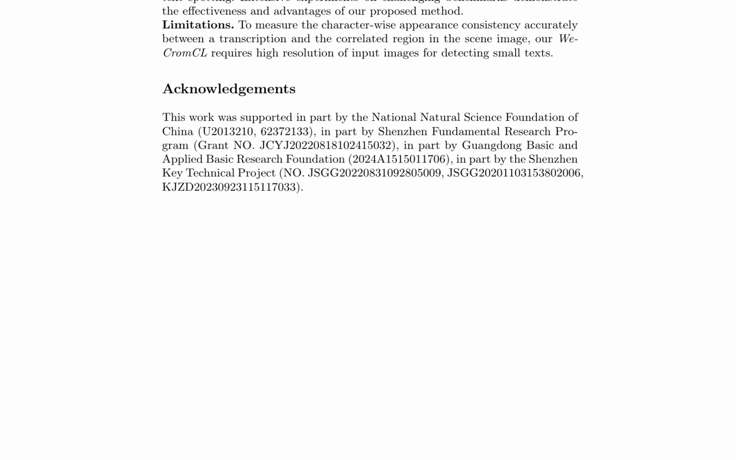The approach decomposes transcription-only supervised text spotting into two stages: detecting anchor points and conducting text spotting guided by these points. The detection of anchor points is formulated as a weakly supervised atomistic contrastive learning problem across modalities, with WeCromCL devised for it. Extensive experiments demonstrate the effectiveness of the proposed method, although it requires high-resolution images for detecting small texts, which is a limitation.